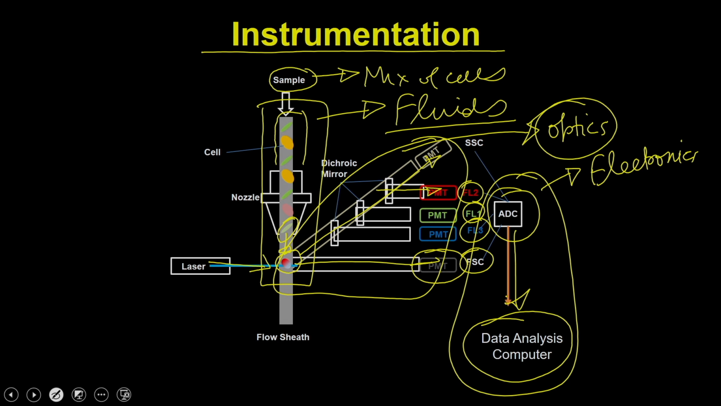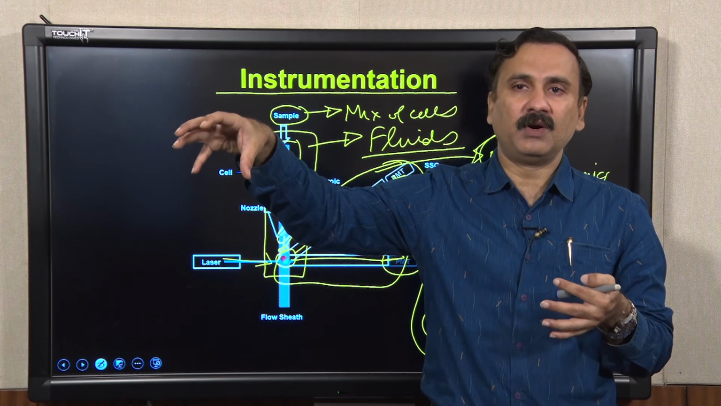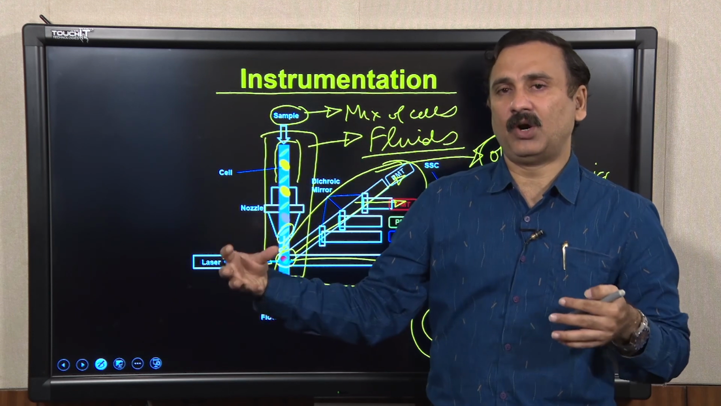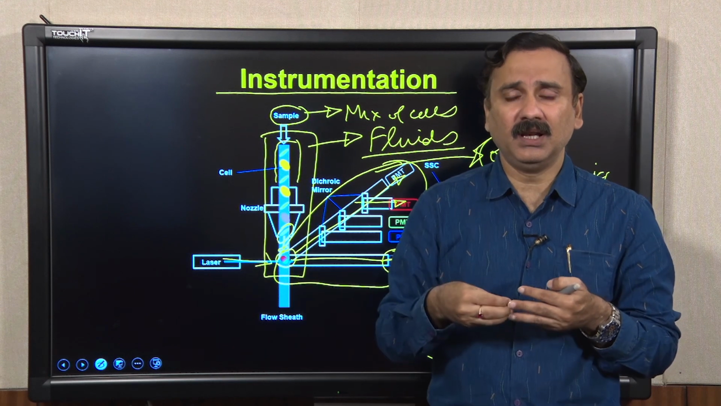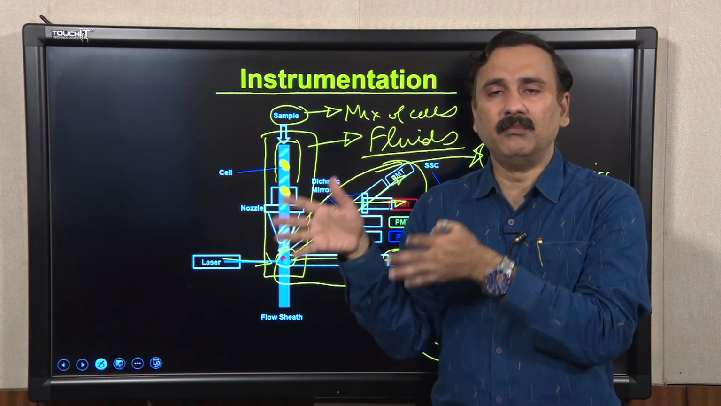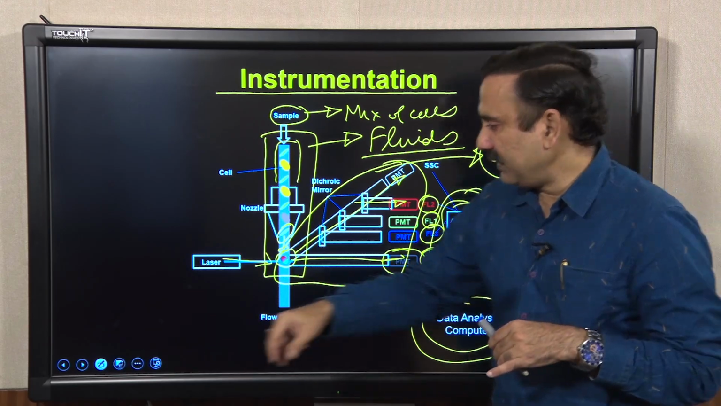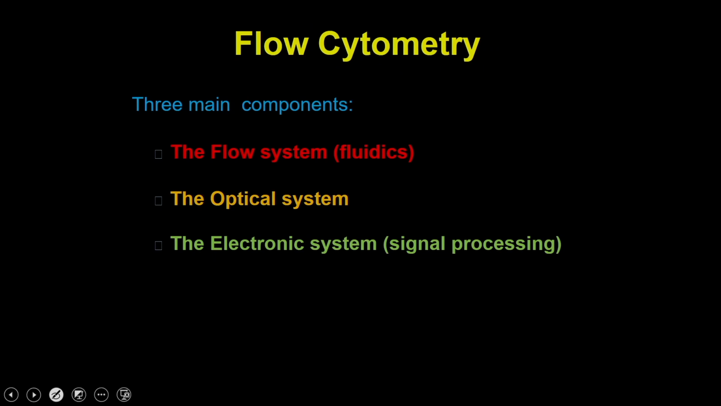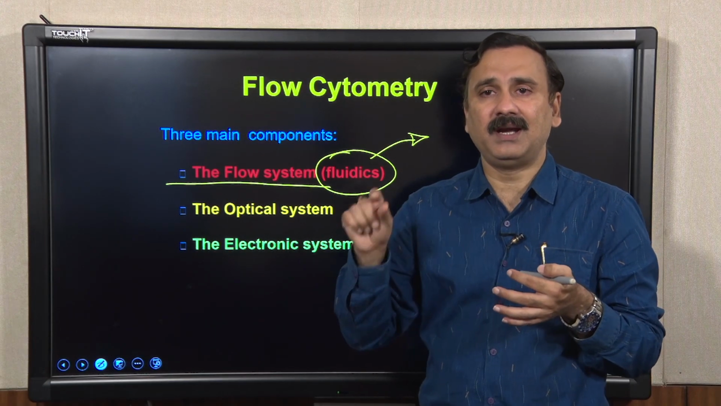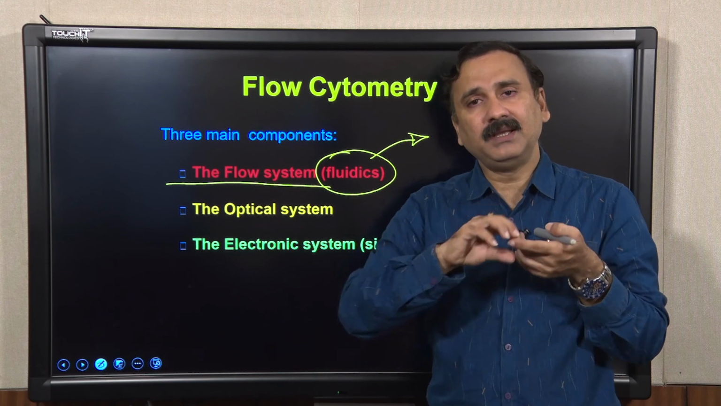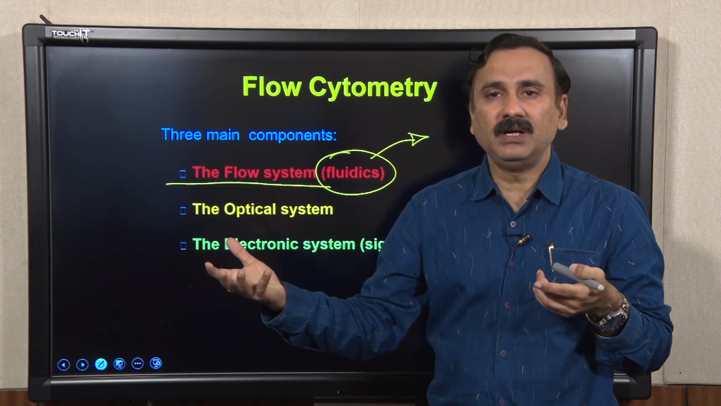So, it is going to convert the photons being perceived by the optical system into a readable signal, and that is going to be shown by the computer. So, in a typical flow cytometer you have three components. You have the flow system, called the fluidics, and the job of the fluidics is to focus the sample so that you can have a single cell at a time, and then this single cell can be illuminated with the laser.